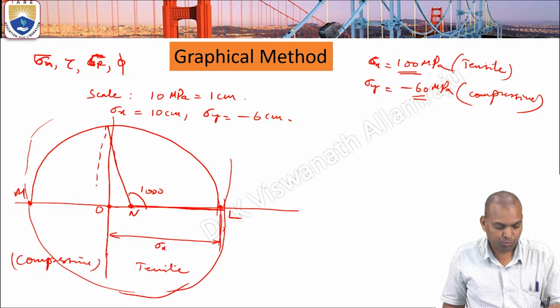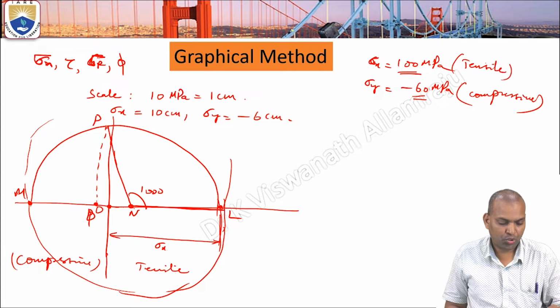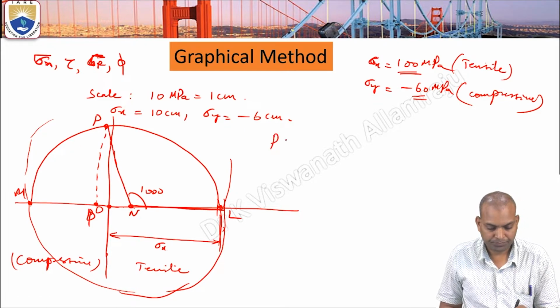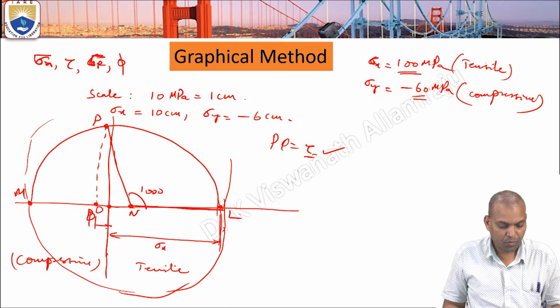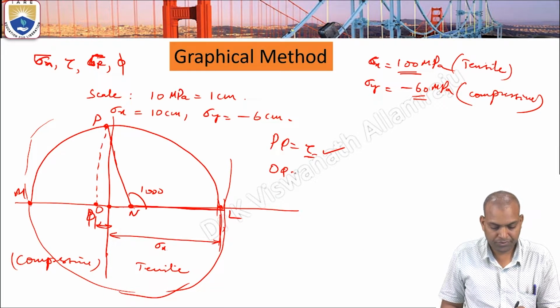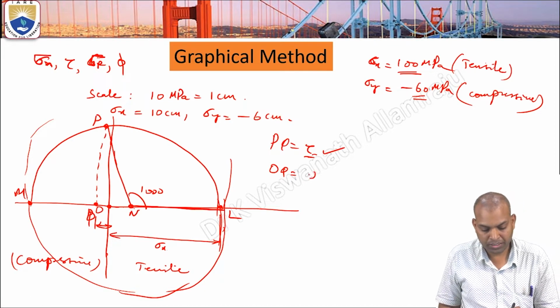So project on this point. This is the P. Sorry, this is the Q. The distance PQ gives the tau. The PQ gives the shear stress, and the distance OQ gives the normal stress, sigma n.